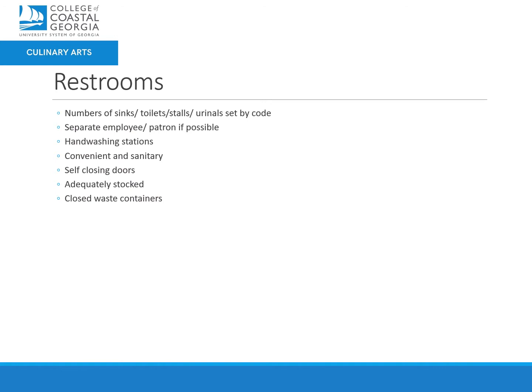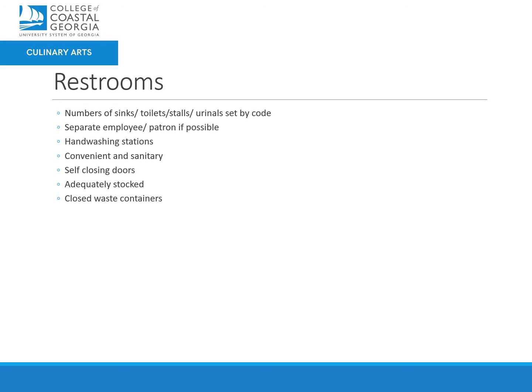Okay, your restrooms are also overseen by the health department in the way they have to be designed. The number of sinks, toilets, stalls and urinals is set by code. So there's a formula: if you have X number of seats, you have to have this many urinals or this many toilet stalls. That's determined by the building code.